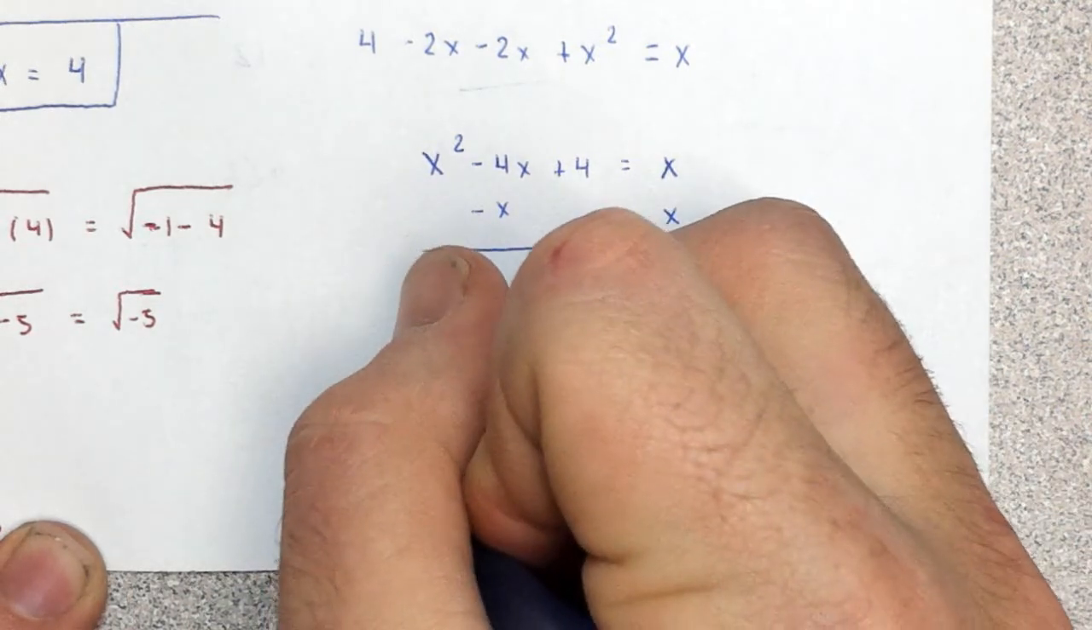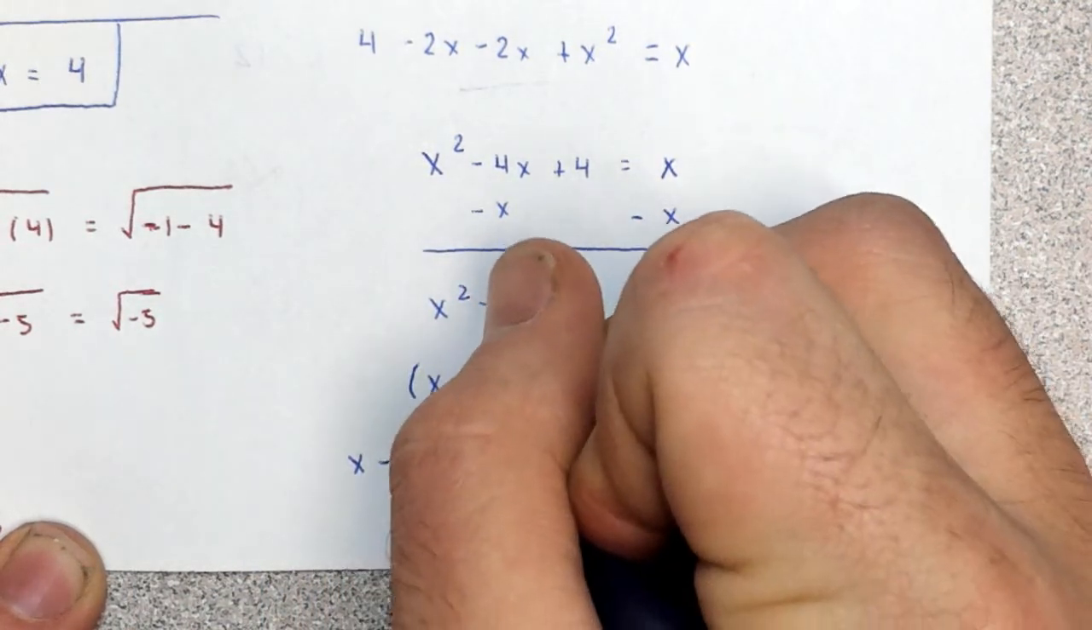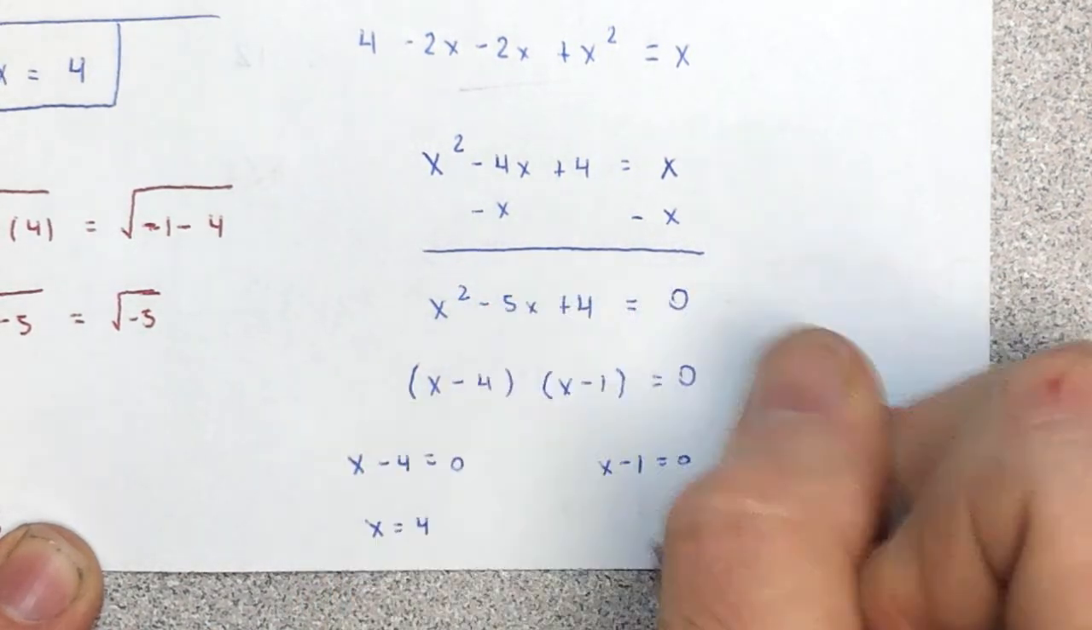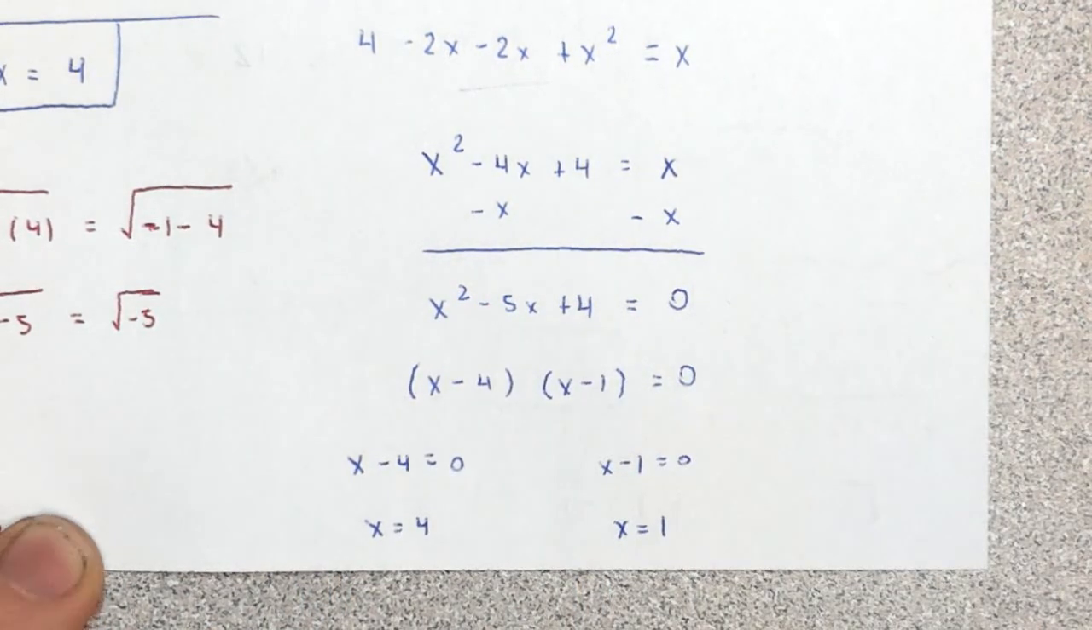So I can set them each up. x minus 4 is equal to 0. x minus 1 is equal to 0. So I get x is equal to 4 and x is equal to 1.